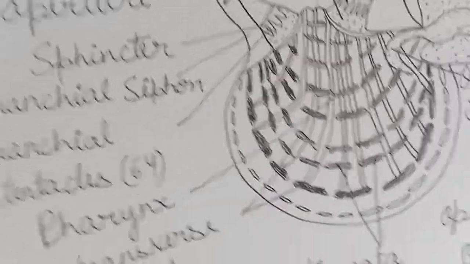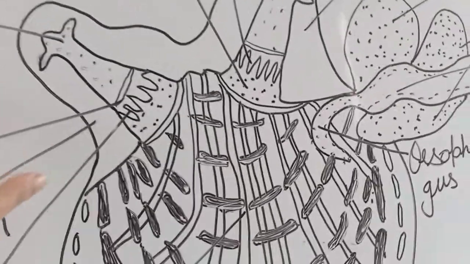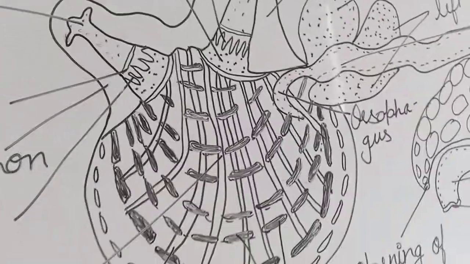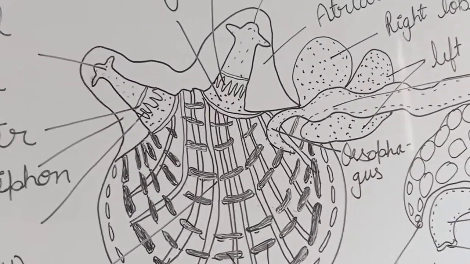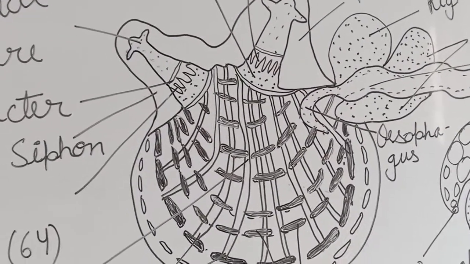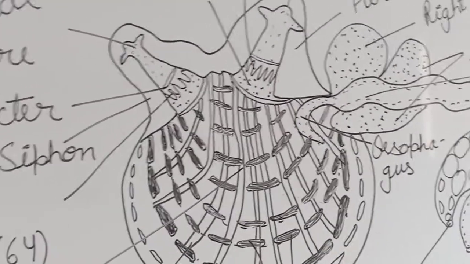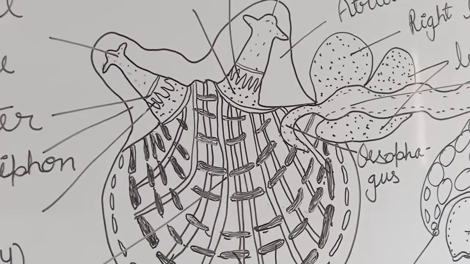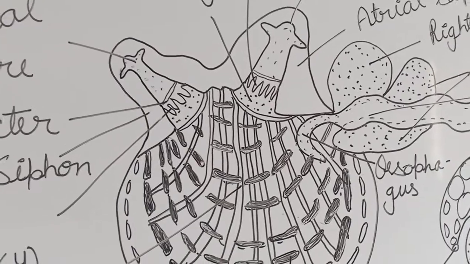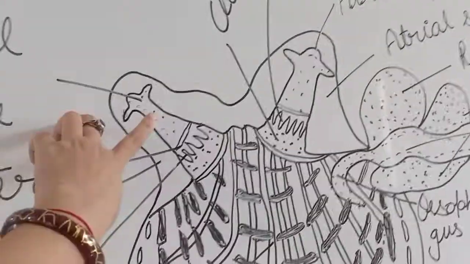Now we can see here the physiology of this animal. Firstly, food enters through the mouth with the help of water, because this animal is a ciliary feeder. So with the help of cilia, a water current is produced. With the help of this water current, some food particles like microorganisms and diatoms and small animals come inside the mouth with the water.